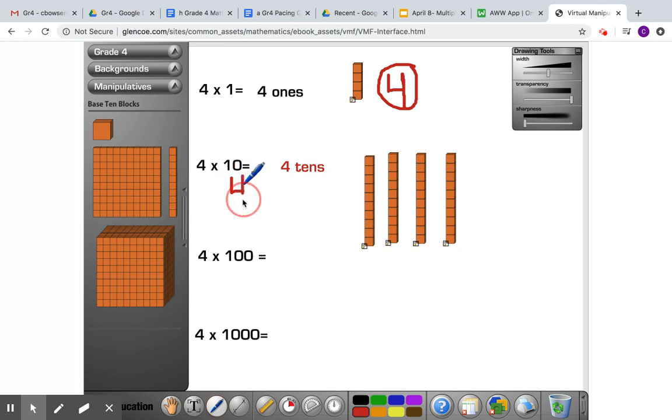If it would let me write, there we go. Perfect, 40. 4 times 10 equals 40. 4 times 1 we said was 4. I'm just going to write it there.